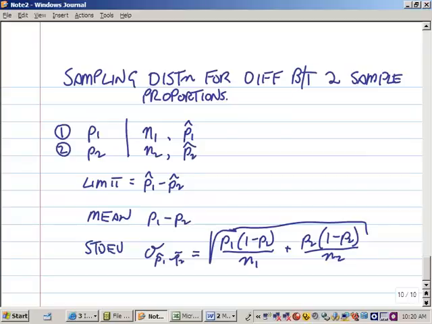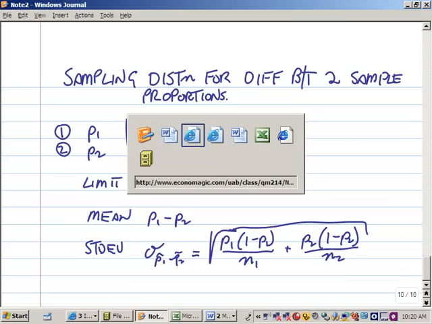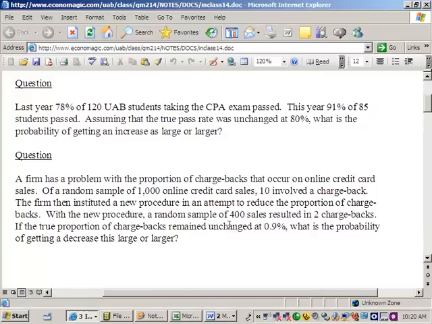What else do we need to do here before we go on to do a problem? Nothing more. Okay, so let's look at one of these problems. Top problem here. Last year, 78% of 120 UAB students taking the CPA exam passed. This is all fictitious information, by the way. This year, 91% of 85 students passed. Assuming that the true pass rate was unchanged at 80%, what is the probability of getting an increase as large or larger?